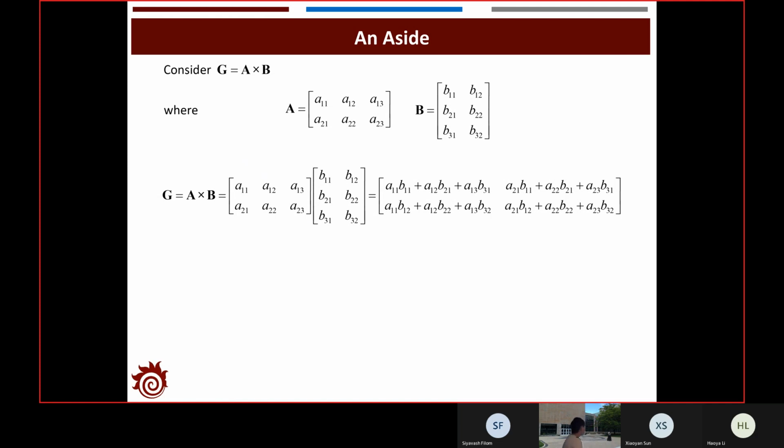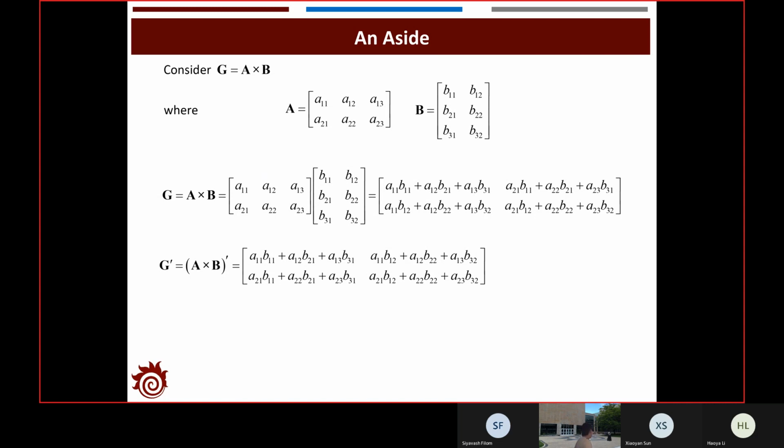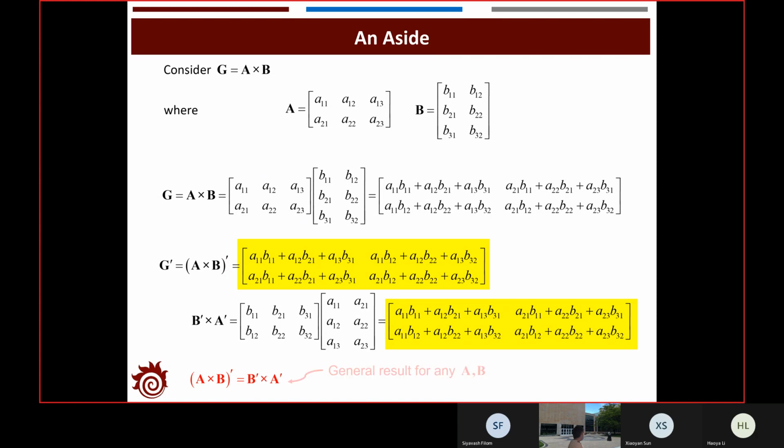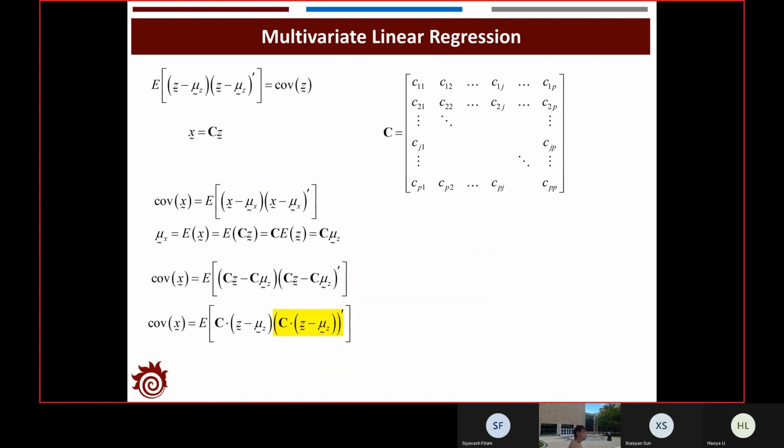So A is 2 by 3, B is 3 by 2. And now you can go to check the transpose of these products. So if you do the transpose of A times B, you can find that (AB) transpose will equal B transpose times A transpose. This is always true for any two matrices which can multiply with each other. And we can then take this conclusion for our previous equation.